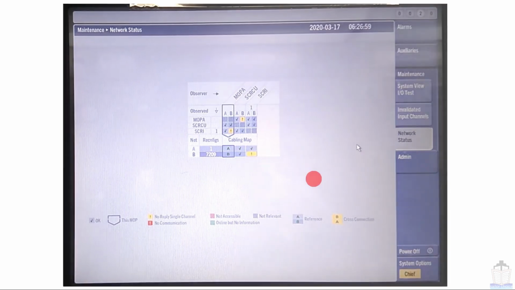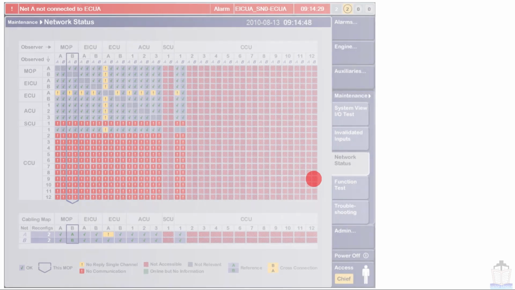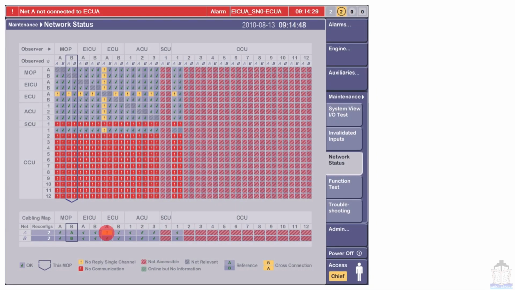Now we are going to see some more examples. Here you can see a no reply single channel alarm has appeared for ECU A, but ECU A network B is working fine. Here it is ticked, that means there is an issue with the network cable A of the ECU. That means I will go to ECU A and check its channel number 65.